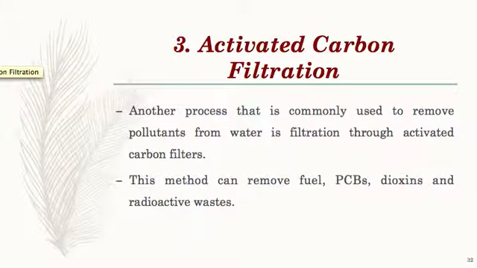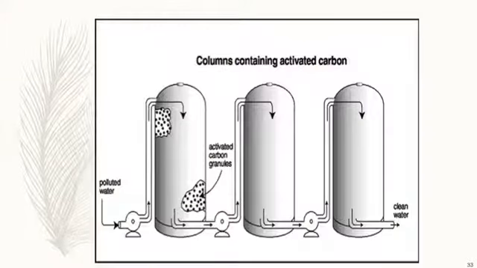This is another process which is commonly used to remove pollutants from the water: filtration through activated carbon filters. This method can effectively remove fuel, polychlorinated carbons, dioxins and many radioactive wastes. The polluted water is sent through a column of activated carbon, like this one, and the chemicals stick, or sorb, to the surface and within the pores of the granules, and the clean water flows through it.